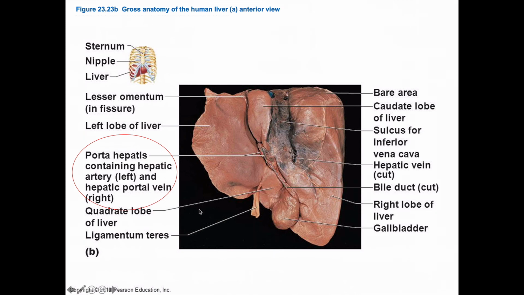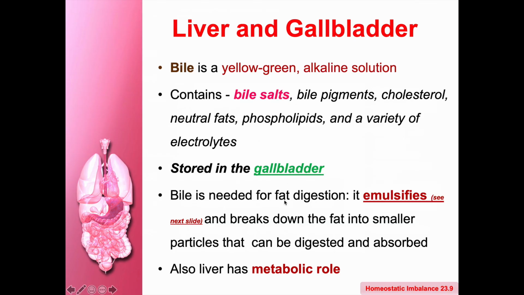Now if you see here, coming to the inferior aspect, this is the porta hepatis, where you have the hepatic artery, portal vein, and the common bile duct, and this is the junction where the inferior vena cava is passing. This is the caudate lobe. This is the gallbladder, which has a gallbladder fossa. So now, the liver and the gallbladder.